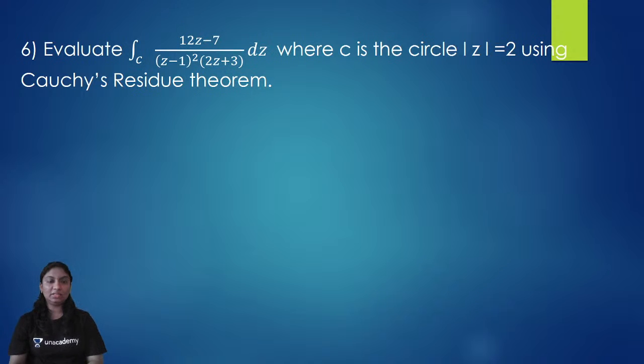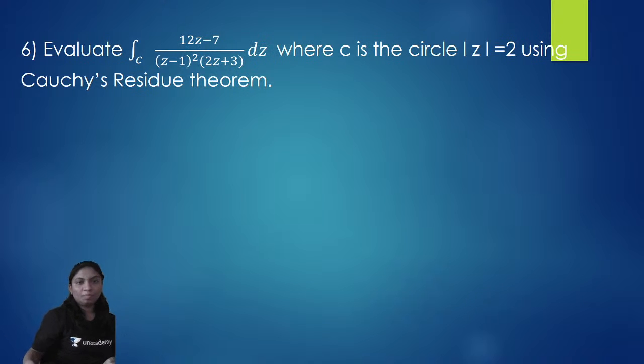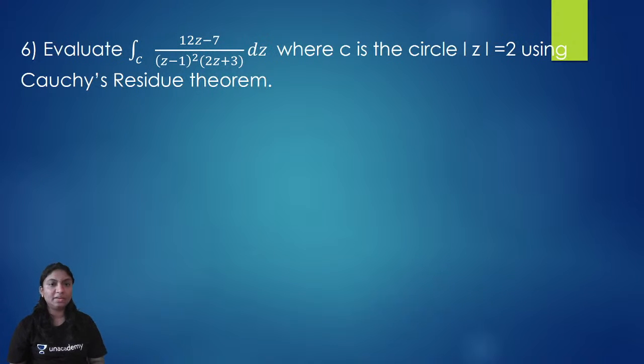Evaluate the integral over C of 12z minus 7 upon z minus 1 whole square into 2z plus 3 dz, where C is the circle mod z is equal to 2, using Cauchy's residue theorem.